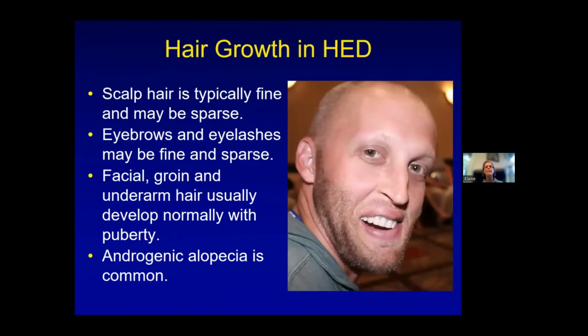Next slide. Talk a little bit about hair growth. I have found that not that many people with HED, maybe younger kids and early adolescents, are really concerned about sparse hair and sparse hair types. The adult males, by the time they get to be the age of this guy, do have thinning hair, especially on top, but again, as I mentioned, a very thick beard. Eyebrows and eyelashes can be fine and sparse as well. Facial, groin, and underarm hair usually develop normally at puberty, though there is concern about some androgenic alopecia.